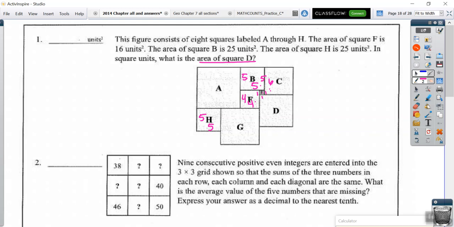So then the side length of C is 6. And then since the side length is 6 on C, we can add our 1 and our 6 to equal 7. So we know that D is a 7 by 7. So we can take 7 times 7 to find the area, which equals 49 units squared. So there's problem 1.